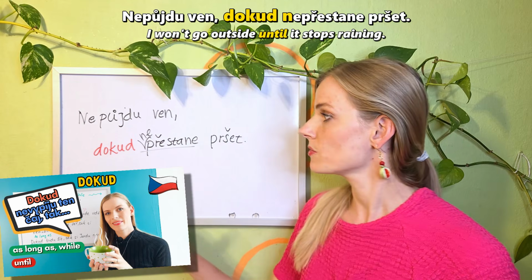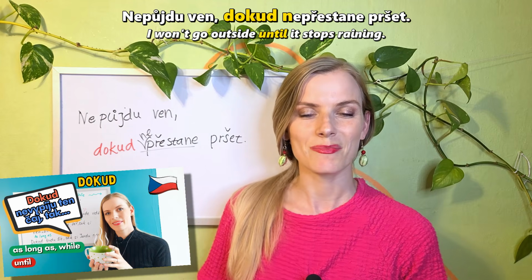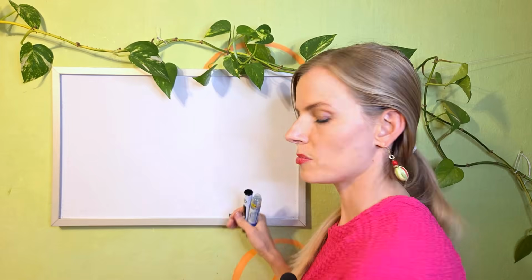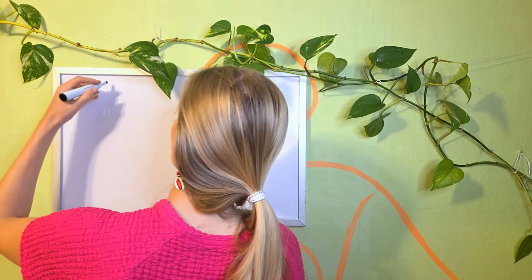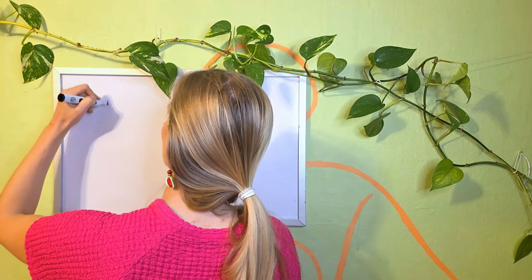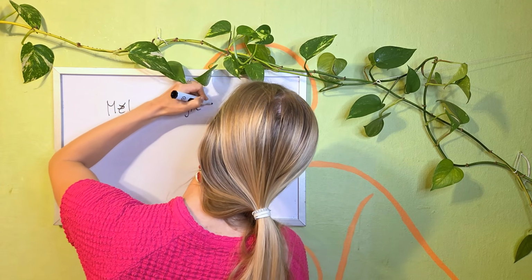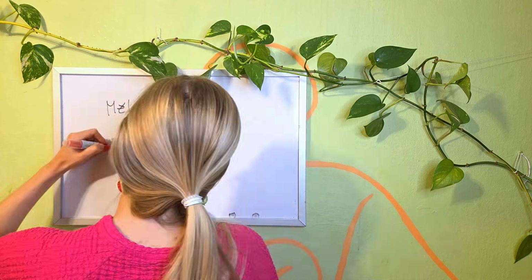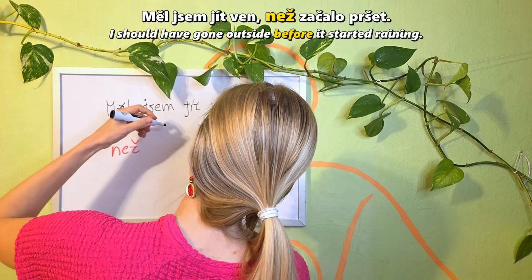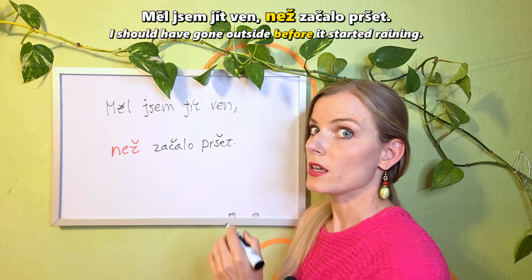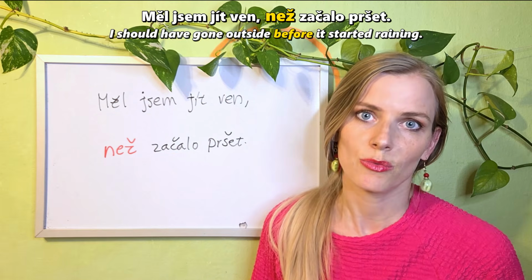If you want more information about this, you can find it in my video. Now, I want to give you an example with the než. Než is something happened before. Měl jsem jít ven. I should have gone out. Než začalo pršet. I should have gone out before it started to rain. Měl jsem jít ven, než začalo pršet.